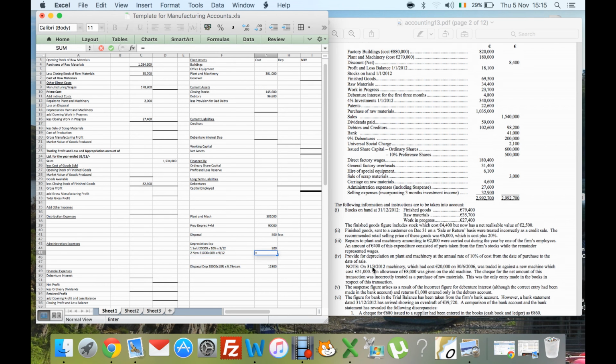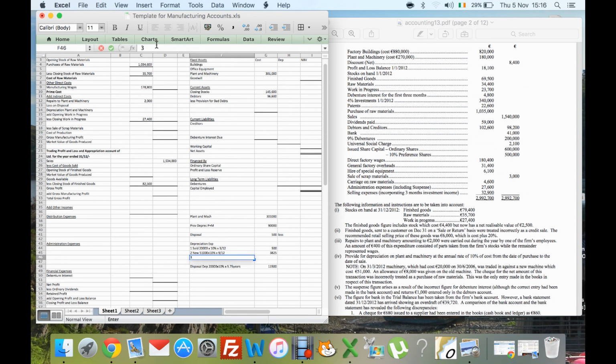So it's 51 grand times 0.1, which is 10%, and then times 0.75, 3/4 of a year, or 9/12 of a year. No, that's not right. Got an extra 0 in there.